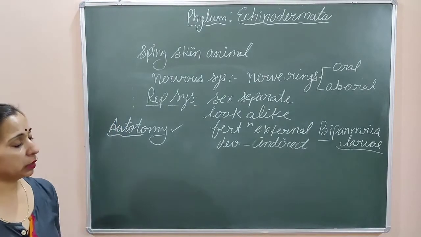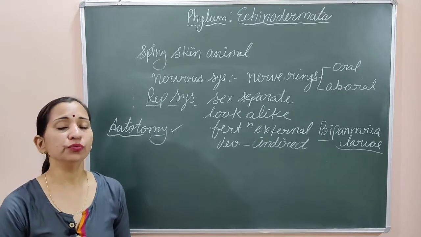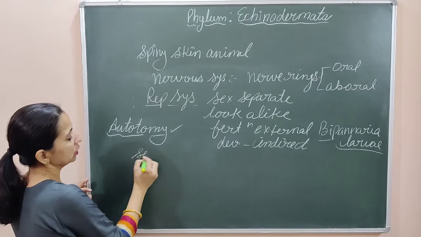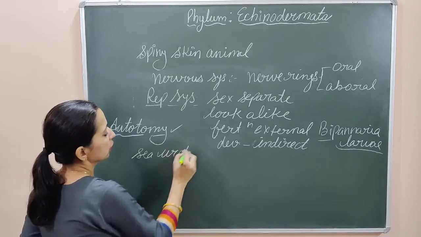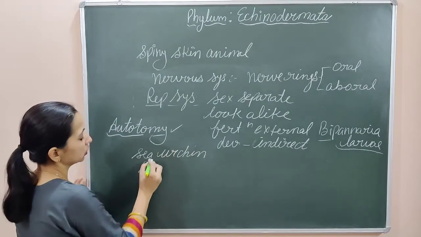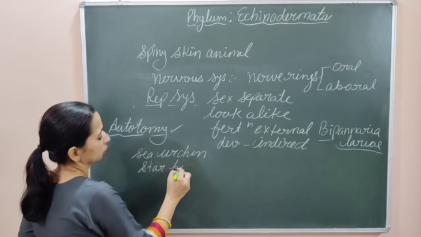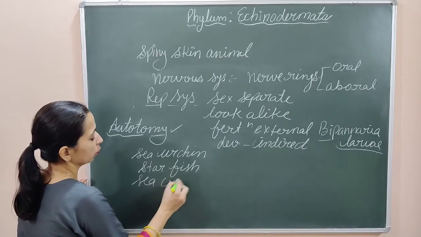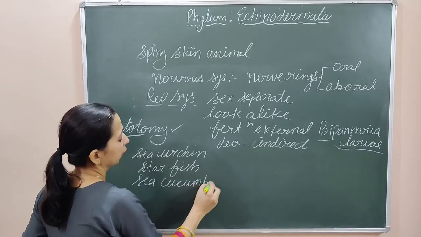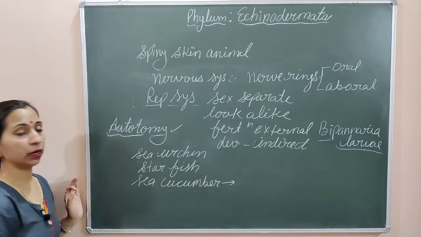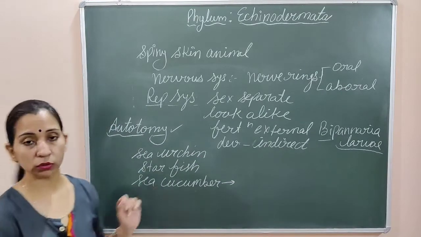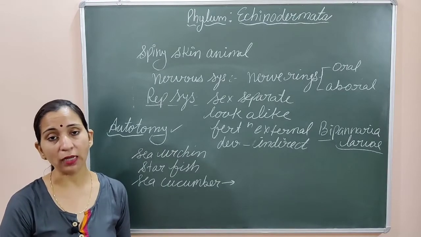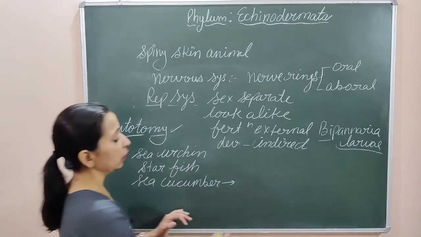Okay, if we discuss the examples of these echinoderms, examples में अगर हम देखते हैं, examples are sea urchin, and the most important one is the starfish. This is an example of echinoderms, and the sea cucumbers. Okay, in the case of sea cucumber, sea cucumber के अंदर एक बहुत important चीज देखने को मिलती है, that is known as evisceration.